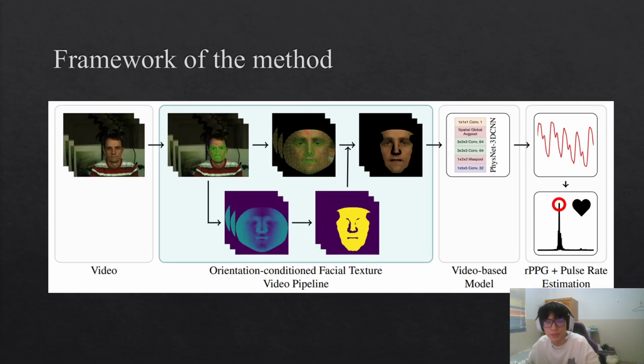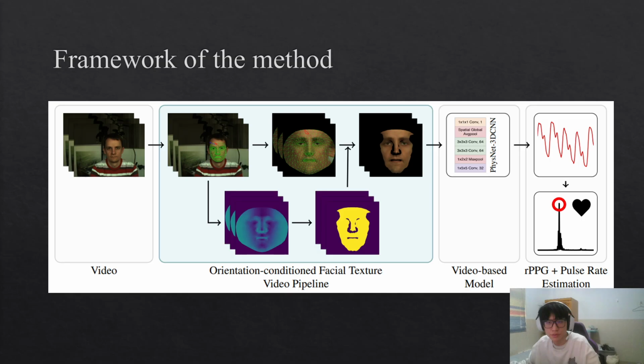The process begins with standard video input, which captures the subject's visual appearance. This raw video data contains both the subtle color changes relevant to RPPG analysis and unwanted variation caused by subject movements. The core of this system is a video pipeline, which processes these input frames through several key stages.